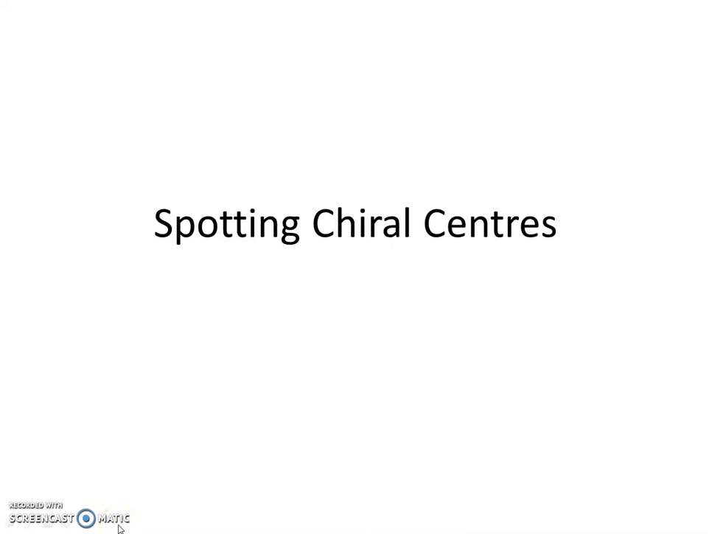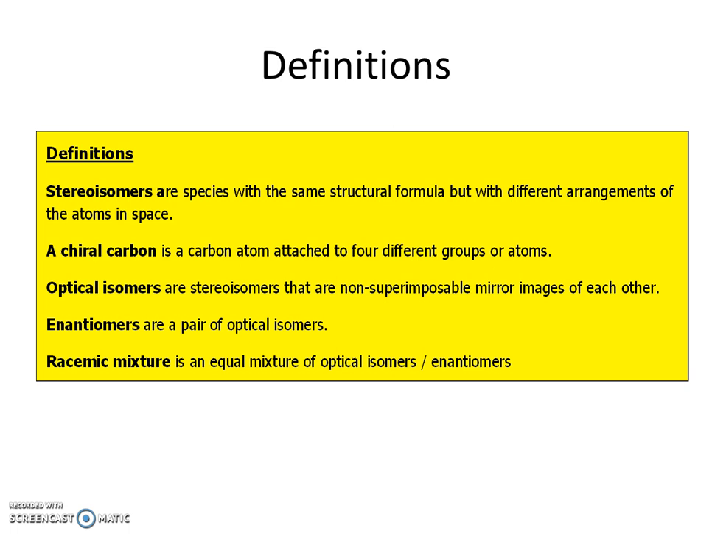Okay, in this video we're just going to look at how to spot chiral centers. First of all, the definitions from page 2 of your booklets. You'll see stereoisomers: species with the same structural formula but with a different arrangement of atoms in space. You've seen that previously with alkenes, E/Z isomers of alkenes.